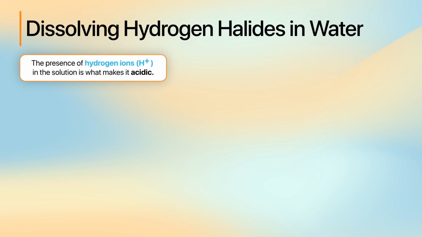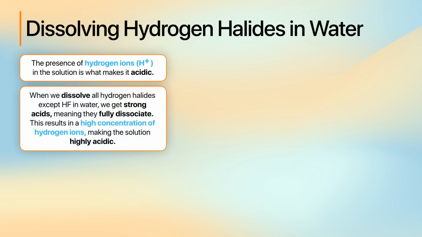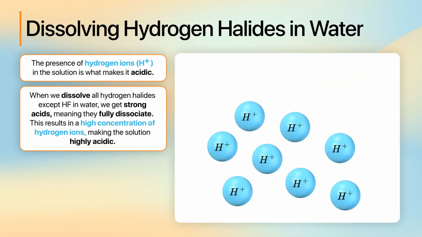The presence of hydrogen ions, H+, in the solution is what makes it acidic. When we dissolve hydrogen halides like HCl, HBr, and HI in water, we get strong acids, meaning they dissociate completely into ions. This results in a high concentration of hydrogen ions, making the solution highly acidic.